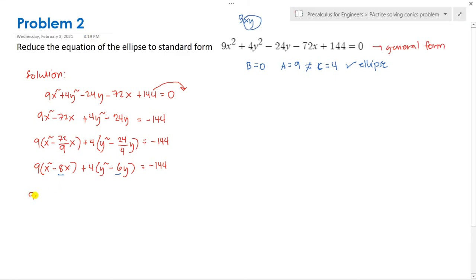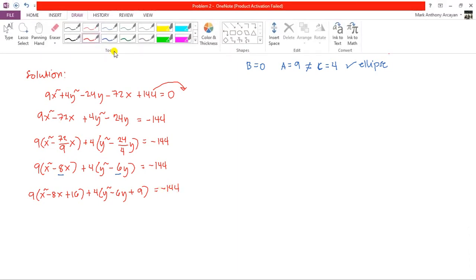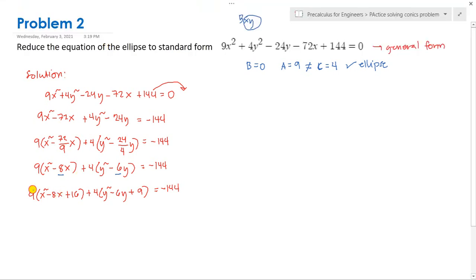So let's do that. We now have 9 times x squared minus 8x. Negative 8 divided by 2, that is negative 4, squared is positive 16. Then plus 4 times y squared minus 6y. So negative 6 divided by 2 is negative 3, squared that is positive 9. It's equal to negative 144. Since on the left side we added 9 times 16 and 4 times 9, therefore we also add them to the right side. So on the right side, we have plus 9 times 16, then plus 4 times 9.